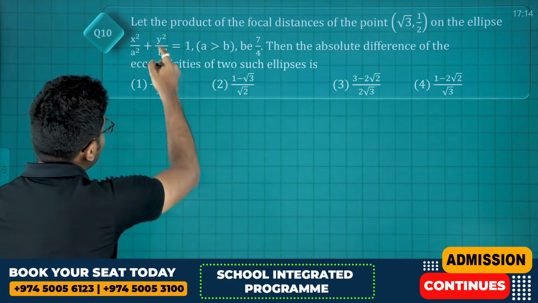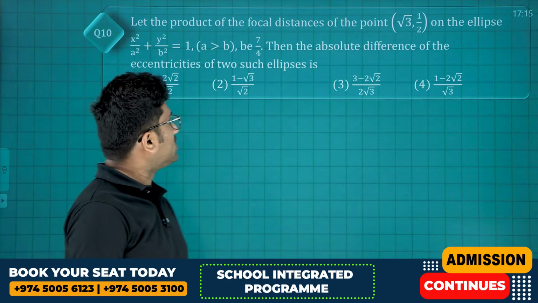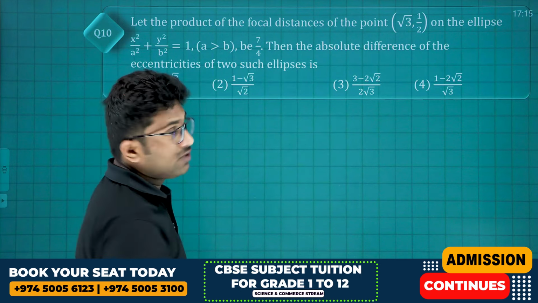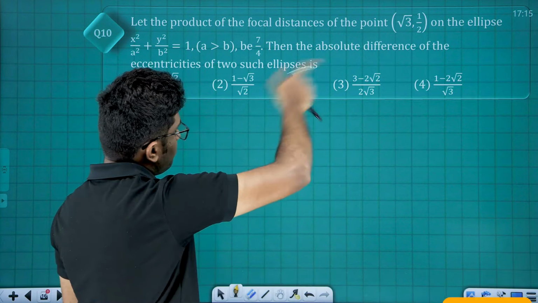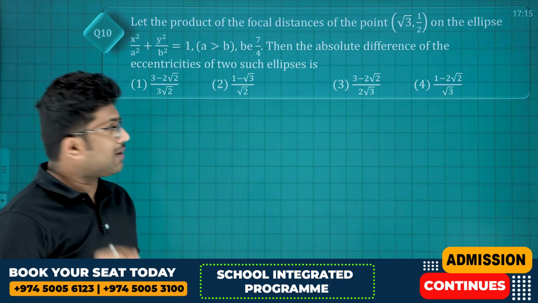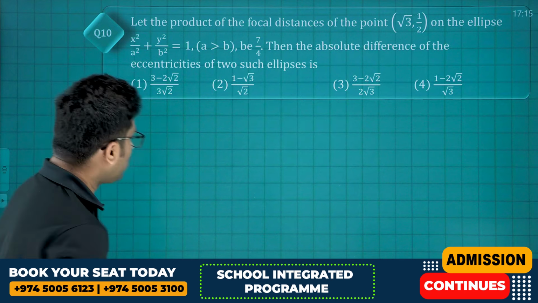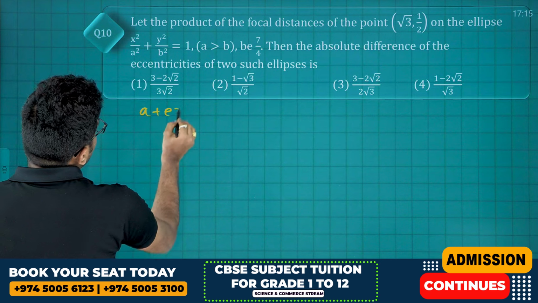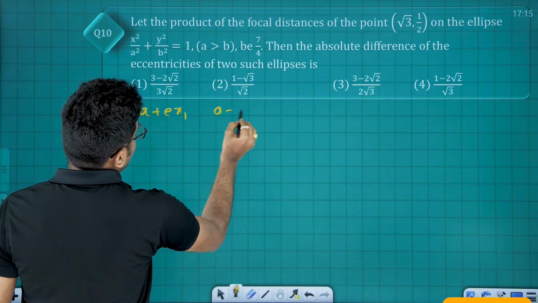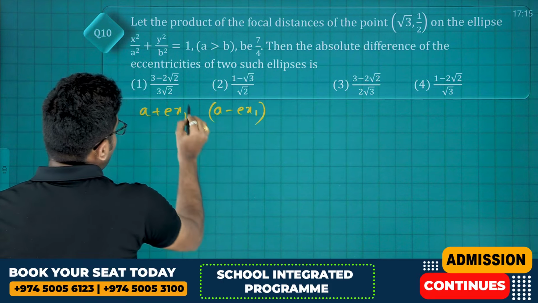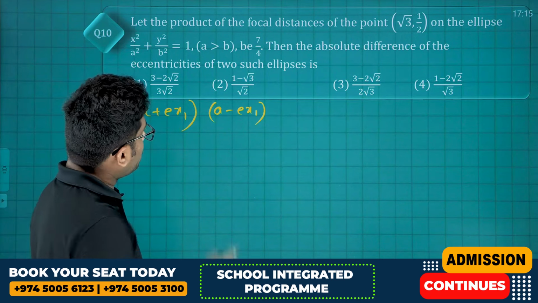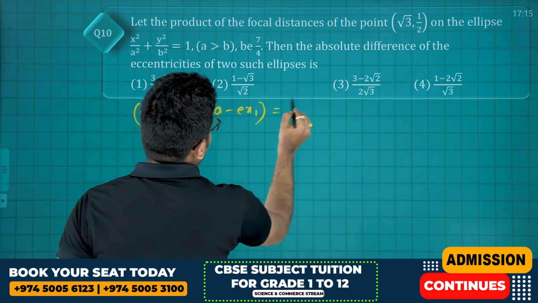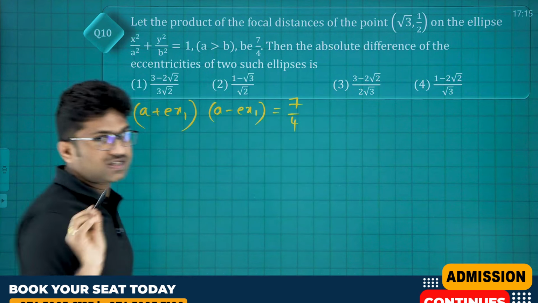let x square by a square plus y square by b square equals to 1 is an ellipse with a point on the ellipse root 3 comma 1 by 2. Then in that case, what is focal distance? Focal distance from a point is a plus ex1 and a minus ex1. So they have given the product of the corresponding focal distances. This is equals to what? 7 by 4. First step. This should be the first step, friends.